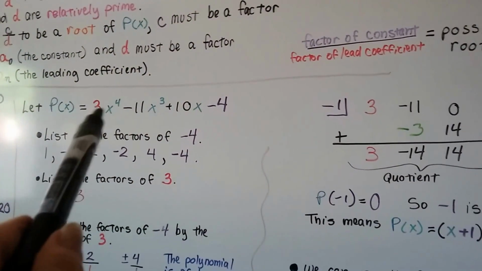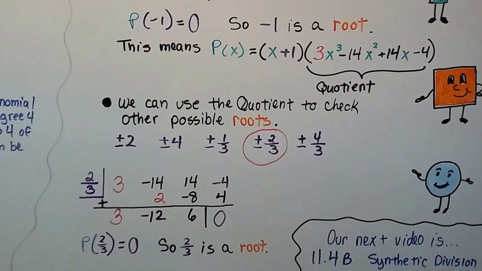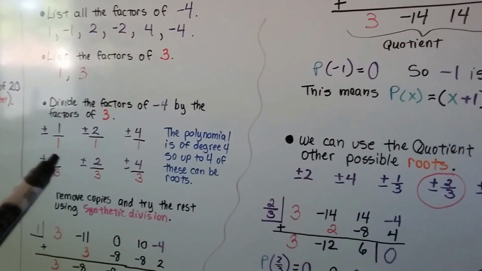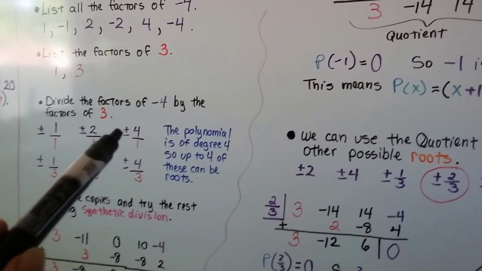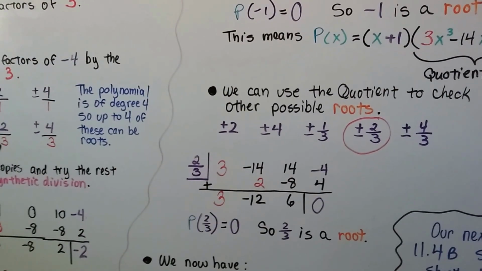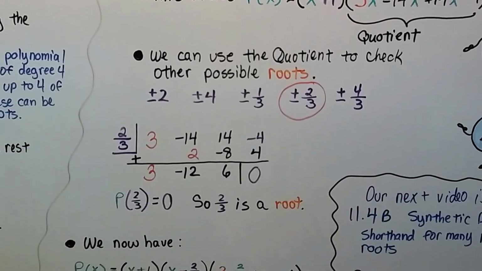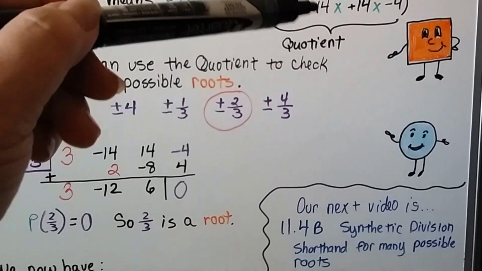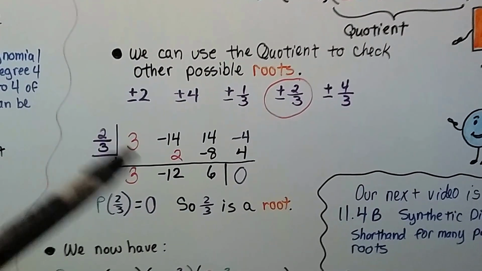So we did have this polynomial. Now we've got this polynomial. So what are some of our other choices? Well, we've got a positive and negative 2. We have a positive and negative 4. We also have a positive and negative 2/3. So we're going to try doing the 2/3. So we write our quotient, the 3, negative 14, positive 14, and negative 4, right here, just the coefficients.